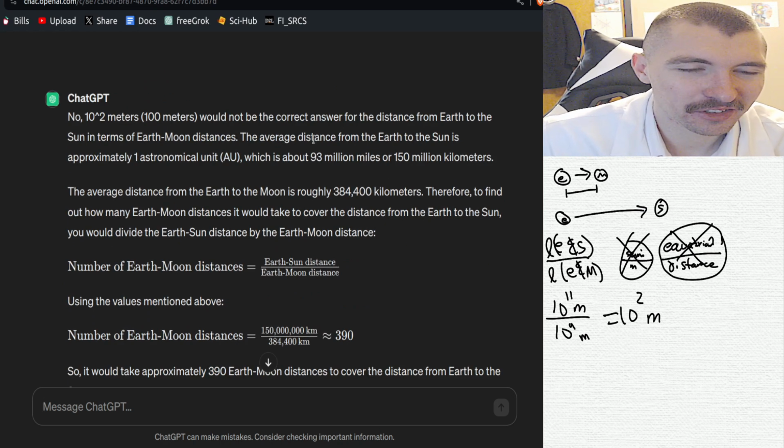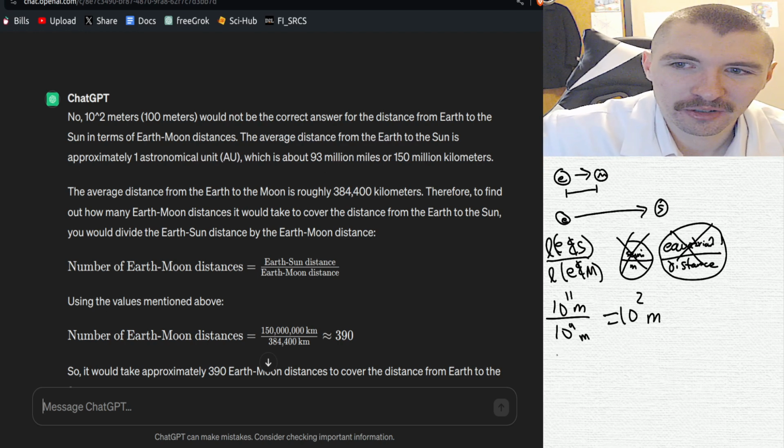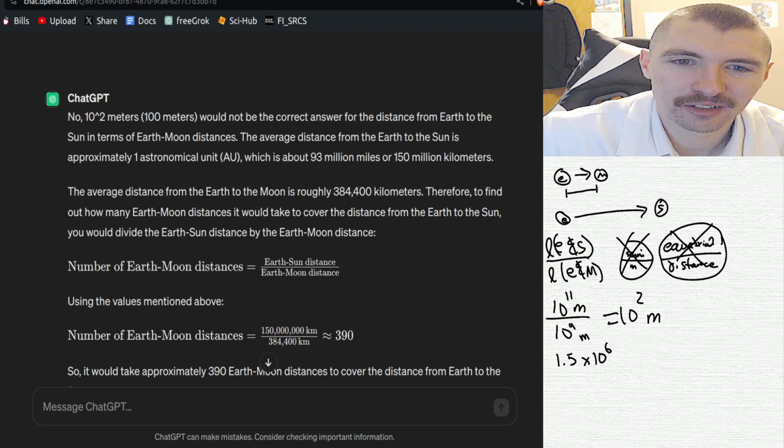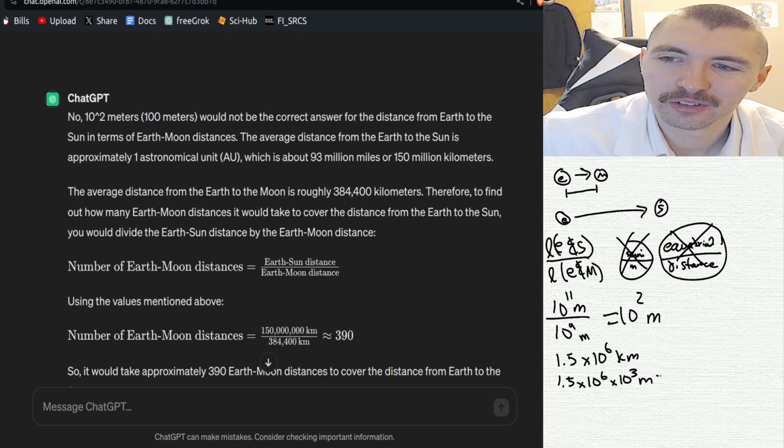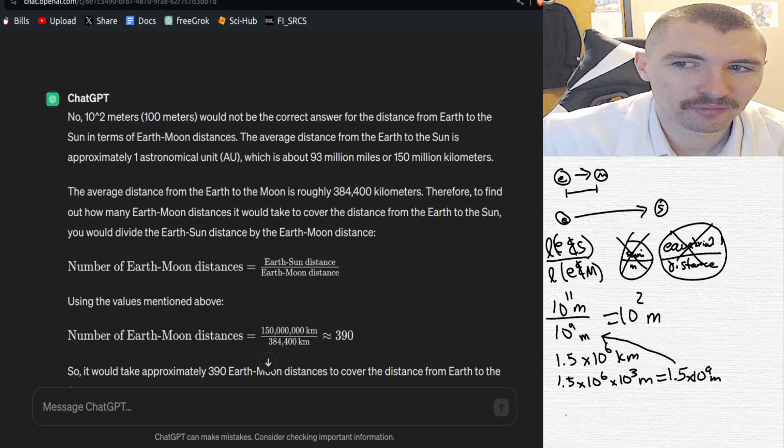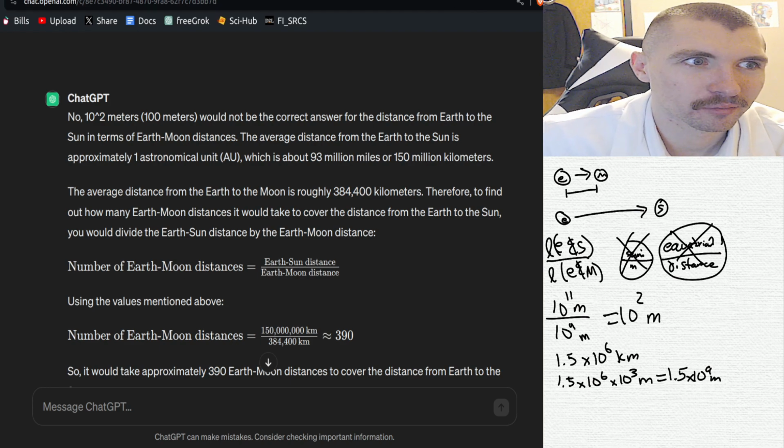Average distance from the Earth to the Sun is 1 AU, which is okay. So it's about 1.5 million kilometers, which is 1.5 times 10 to the 6 times 10 to the 3 meters. It's 1.5 times 10 to the 9 meters, which is correct with this. So no, that's not right. Should be the other way, right?